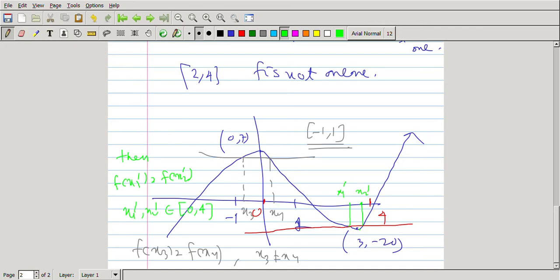Note that the straight line we take, parallel to the x-axis, should be very close to this point of minima, just to make sure that x2 is less than 4. If you take something around here, it might cross 4, and that would be wrong. So we need to take the line pretty close to the minima point. Similarly here, while we choose x3 and x4, they should be very close to the local maxima point, so that they lie inside minus 1 to 1.